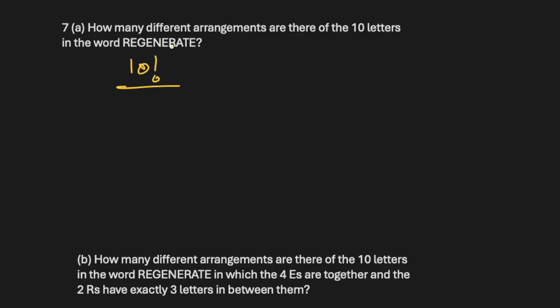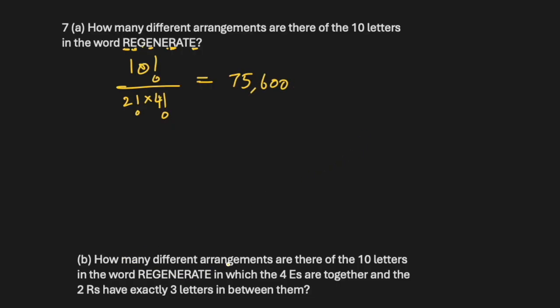So R is twice, R and R, so we have to divide by 2 factorial. Then we have 1E, 2E, 3E and 4E. There is no repetition of G, there is no repetition of N, and A and T are also not repeated. So the answer comes out to be 75,600.